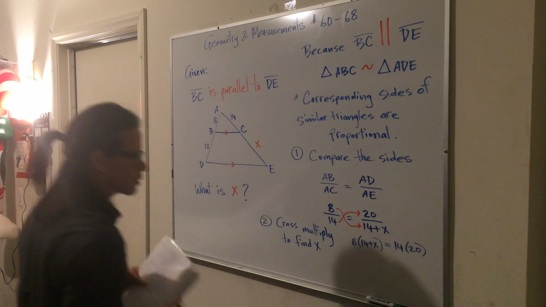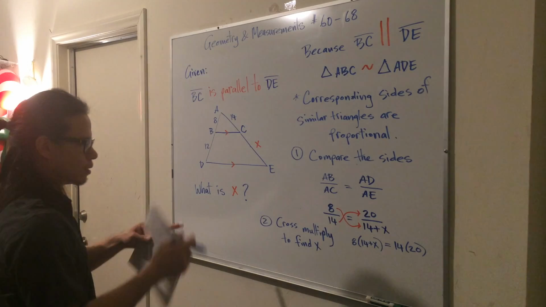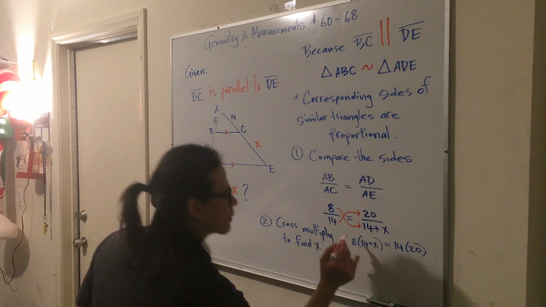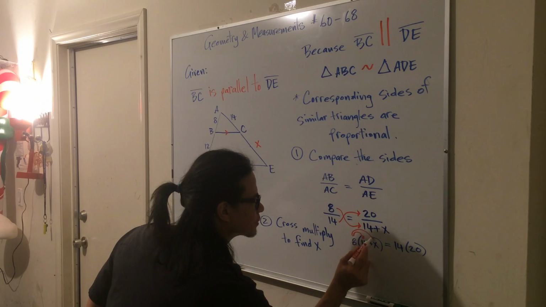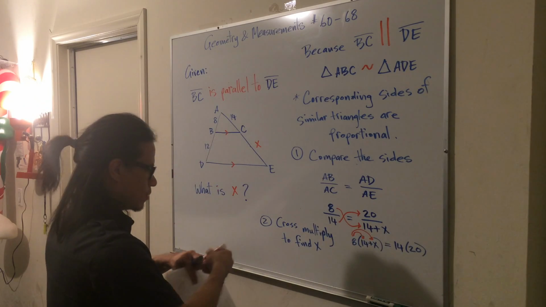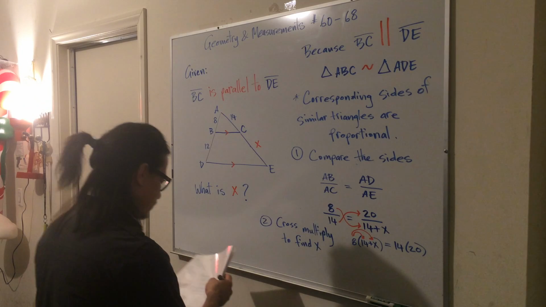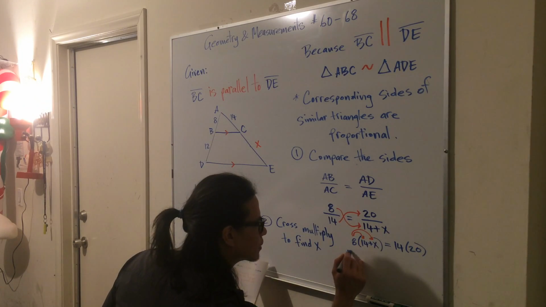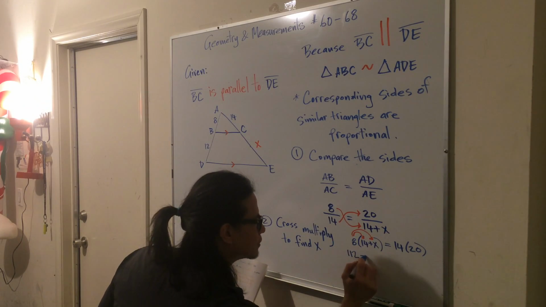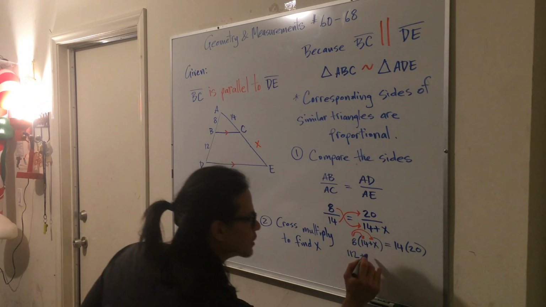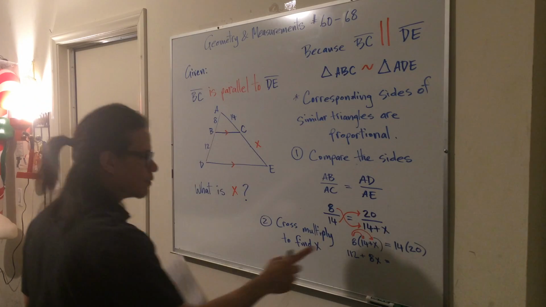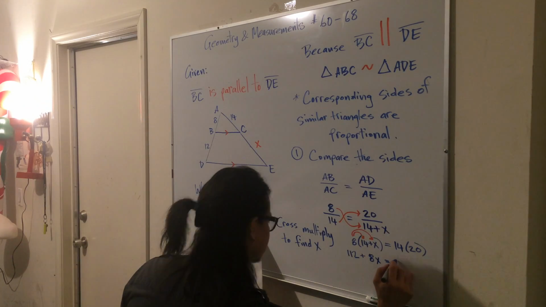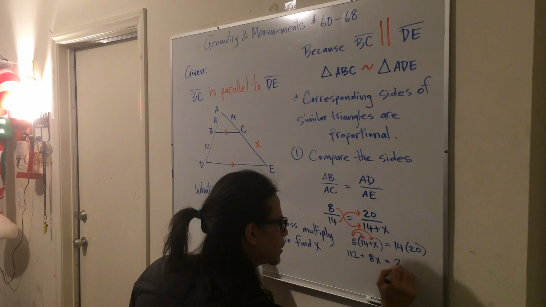Just rewriting it. We're going to multiply 8 times 14 and then 8 times x. So 8 times 14 gives us 112, plus 8 times x is 8x, equals 14 times 20, which is 280.